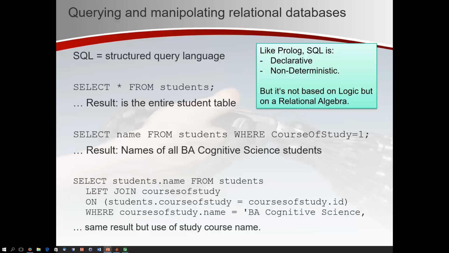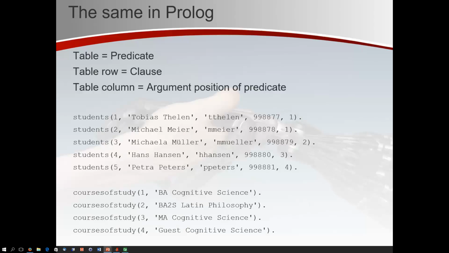So if we now look at this database and the queries we had, we can easily do the same in Prolog. So our Prolog program would look like this one. A table in the relational database is a predicate in Prolog, a table row is a clause of the predicate, and a table column is an argument position of the predicate. So we have a column, for example, of name in our students table, and Prolog doesn't support any kind of named parameters. Parameters are only identified by their position. So the name position is the second position in our argument list of the student's predicate.